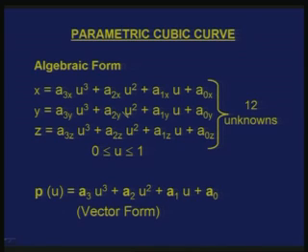That means, in order to define a parametric cubic curve in algebraic form, one has to give 12 variable values. That means, if I supply 12 values which are known as 12 unknowns here, which basically correspond to these a values which are a3x, a2x, etc. If I supply these 12 values, I will get different varieties of curves.